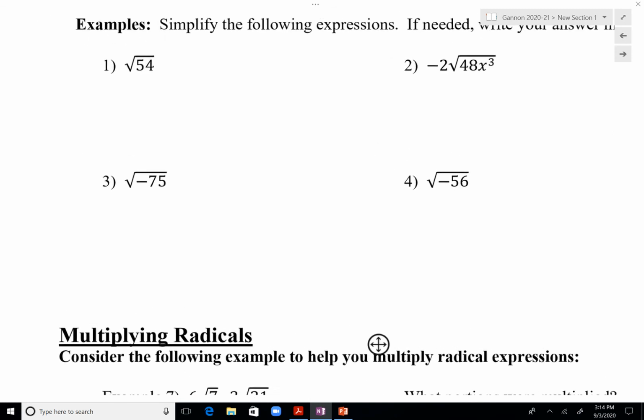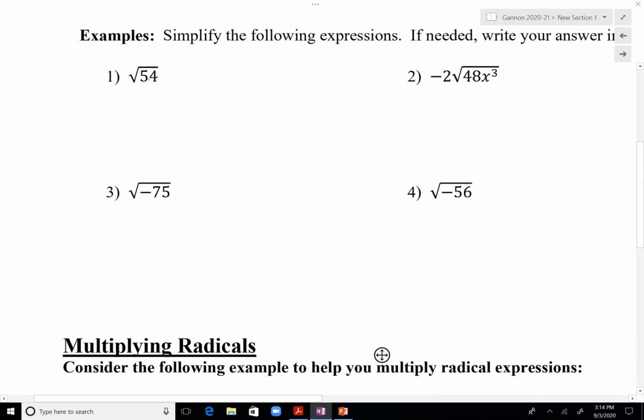So many times what people are going to do is they're going to look at the square root of 54 and they're going to start making a factor tree. So when I do a factor tree, I'm always going to start with 2, and I'm going to use 2 until 2 doesn't work anymore. So in this case, that's going to be 2 times 27.